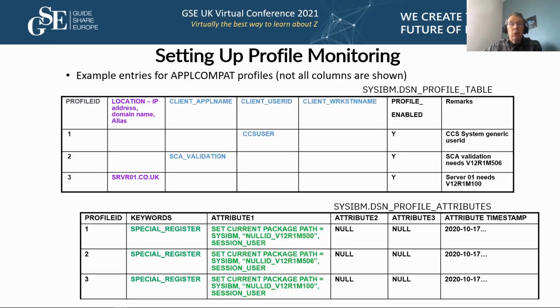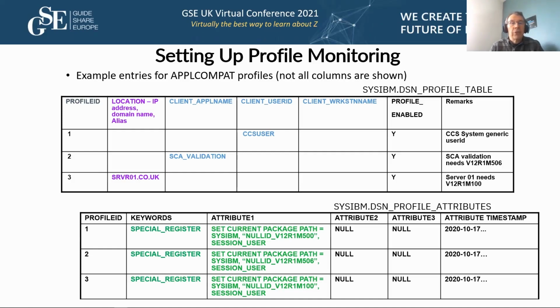So let's just have a quick look at setting up system profile monitoring. So these are some example entries for some APPLCOMPAT profiles. Not all columns are shown, obviously. And really, these are just geared towards setting up the special registers so that we can use different NULLID packages. And I've included the remarks column there because it's always a good idea to provide some documentation to identify why you've inserted a particular row.